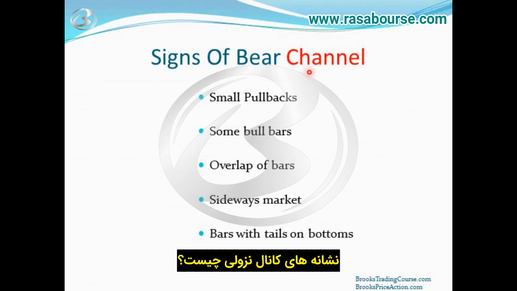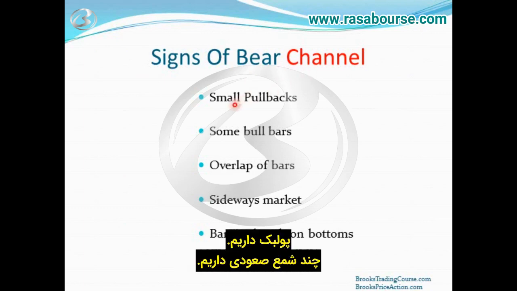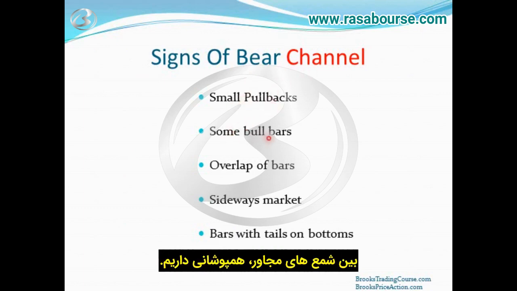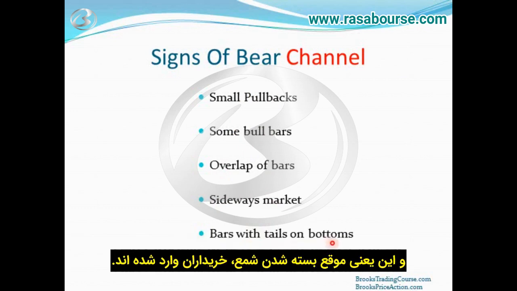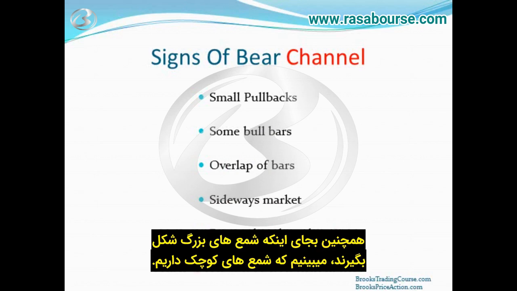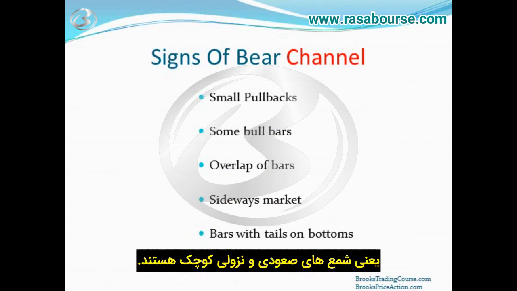Signs that the market's in a bear channel: you have pullbacks, you have some bull bars, you have overlap between adjacent bars, the market sometimes goes sideways, and you sometimes have bars with tails on the bottom, showing that they bought the bar into the close of the bar. Also, instead of very big bear bars, you tend to have smaller bars, small bull bars and small bear bars.